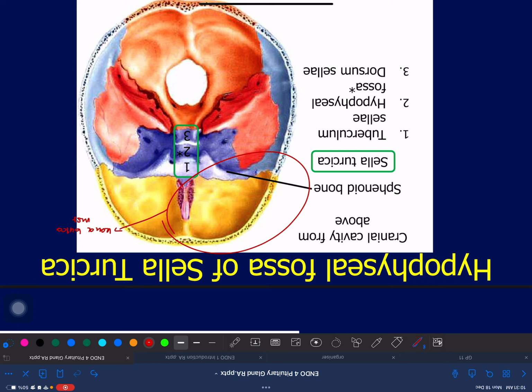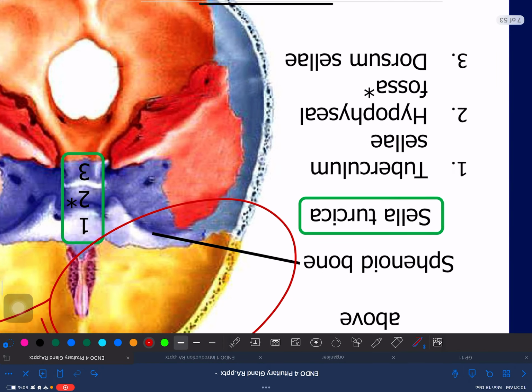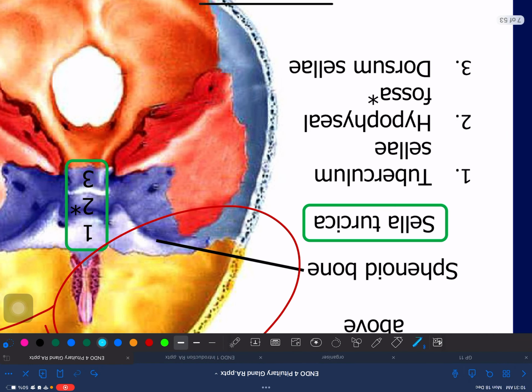This is the sella turcica that belongs to the sphenoid bone. This is the tuberculum sellae. This is the hypophyseal fossa and the dorsum sellae. So just a recap, the pituitary gland sits on the hypophyseal fossa. The hypophyseal fossa is a part of the sella turcica from the sphenoid bone.